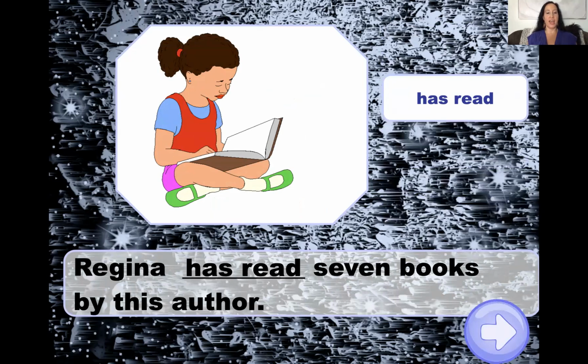Remember, the clue word has, it's happening now, but it also happened in the past because there were 7 books that she read by this author. Okay? Did you get it? This was hard. Hope you got it. Congratulations if you did.